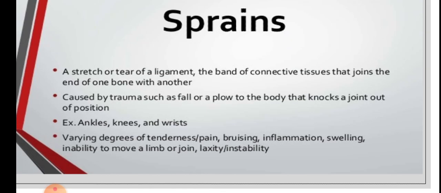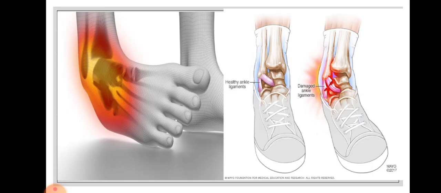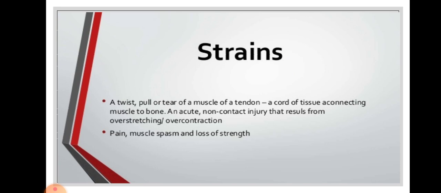Let us now take another injury. But before that, let us take this picture. Take a look at the picture. So that is an example of sprain. Yung unang picture kung bakit nararanasan or bakit nakaka-experience ng sprain. Okay? So next, we have here the strains. A twist or pull or tear of a muscle or a tendon, a cord of tissue connecting muscle to bone. An acute non-contact injury that results from overstretching or overcontraction. Na overstretch daw yung body parts. Kaya nagkakaroon ng tinatawag nating strains.